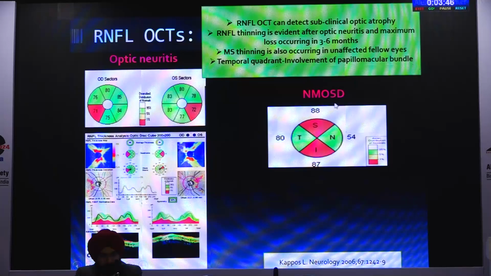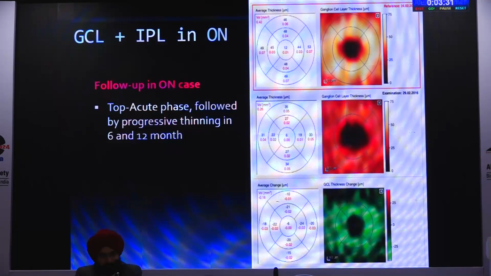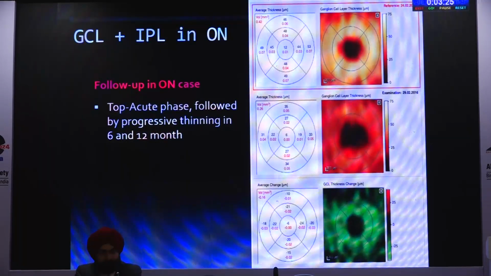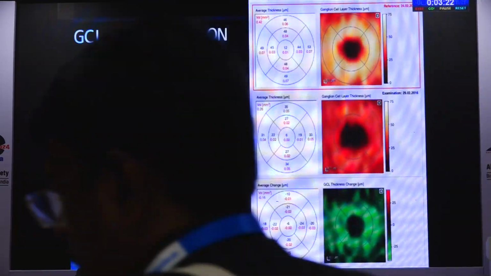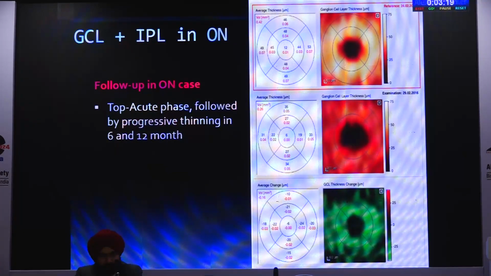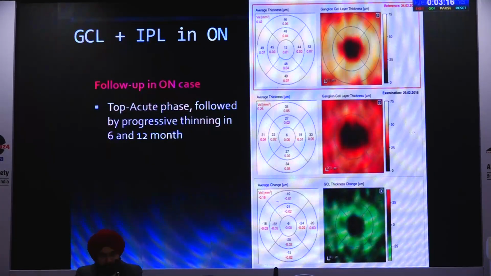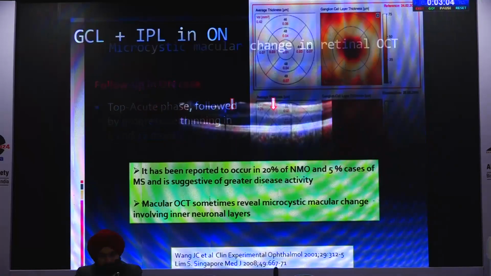Now we see the NMO spectrum disease. The vertical quadrants, that is superior and inferior, are involved, and this is one of the characteristics, so when you scan your RNFL OCT scans, you can immediately come to the diagnosis. Now, GCL and IPL in optic neuropathy, these are 3 scans in the same patient, with the top showing the acute phase followed by progressive thinning in 6 to 12 months. For optic neuritis, even toxic optic neuritis, GCL and IPL scanning is very, very important.